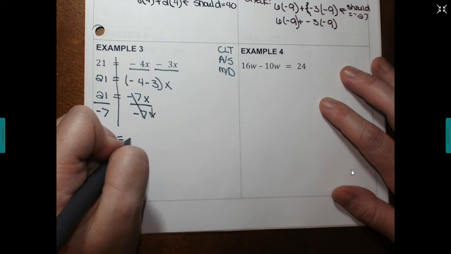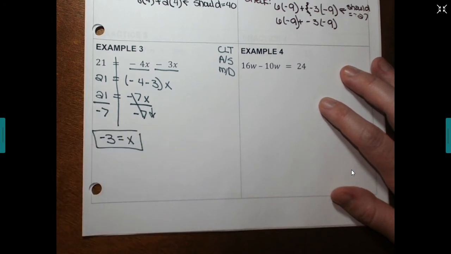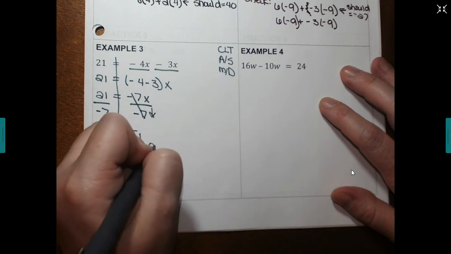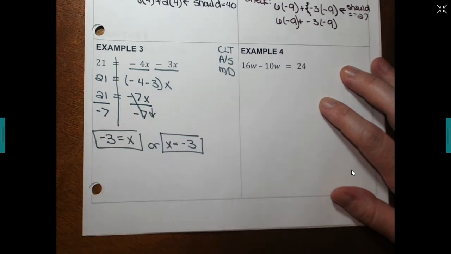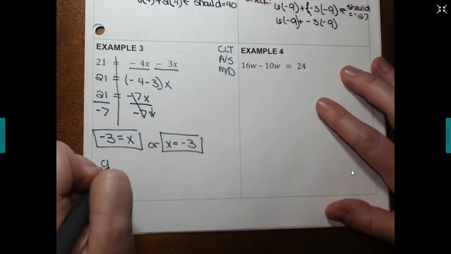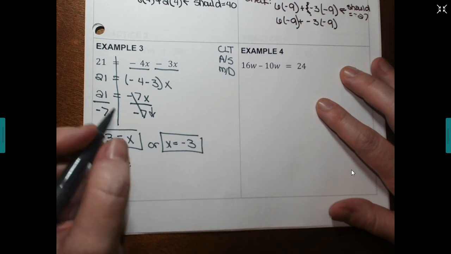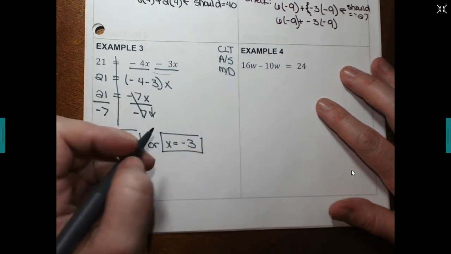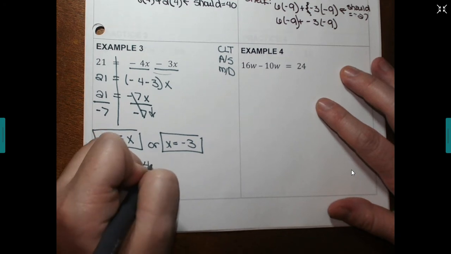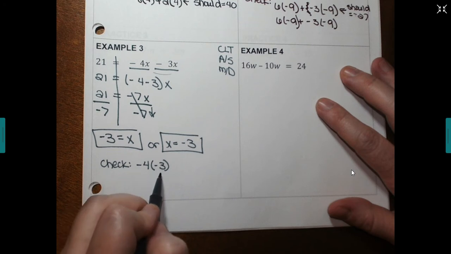That x comes on down. There you go. Negative 3 equals x, or x equals negative 3. They both mean the same thing. To check it, let's see if she can get it right this time, y'all. Now we're going to be putting our amount into this side. So we have negative 4, open parentheses, negative 3. So this says negative 4 times negative 3.